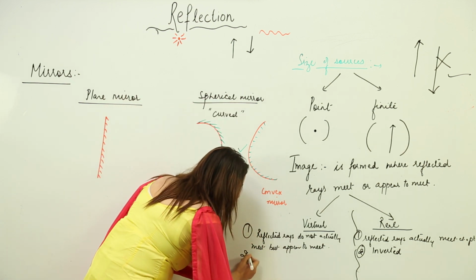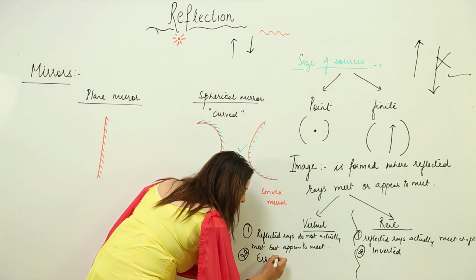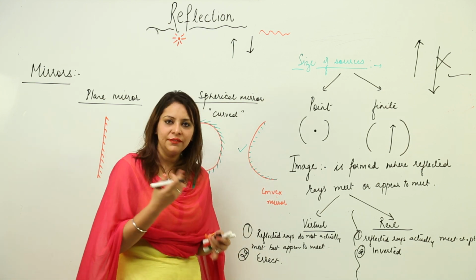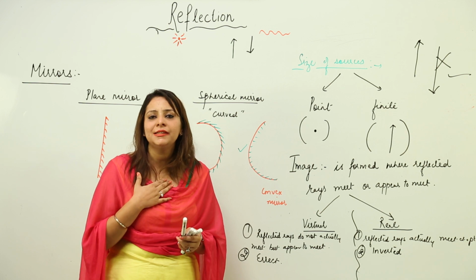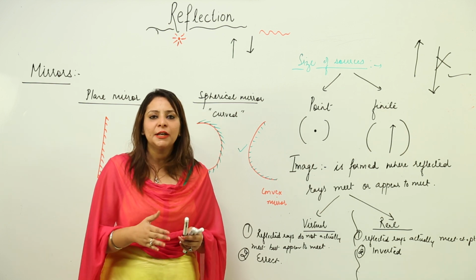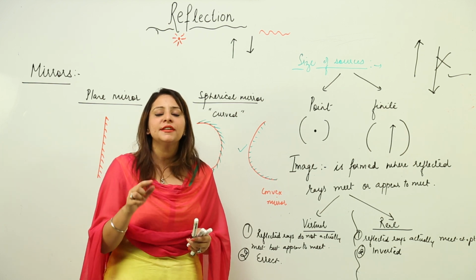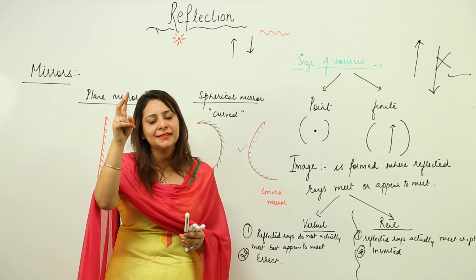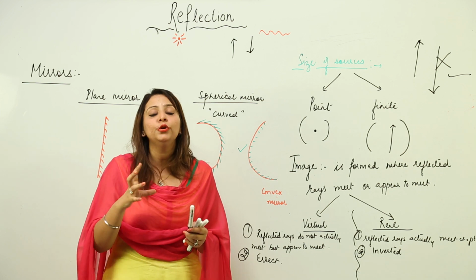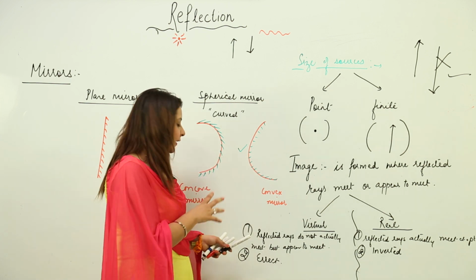But a virtual image is always erect. Suppose if I talk again of myself, if my image is virtual, then I'll see myself in the same manner, that means head up, legs down. But if my image is going to be inverted, then I'll be upside down, that means legs above and head down. So this is what you mean by inverted and erect.